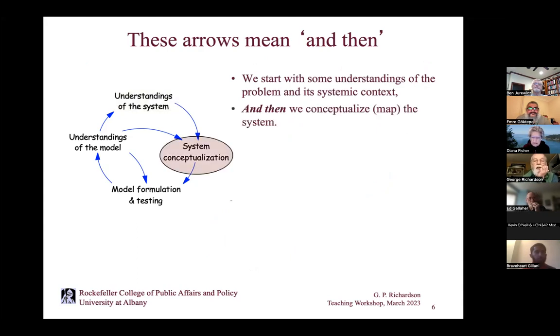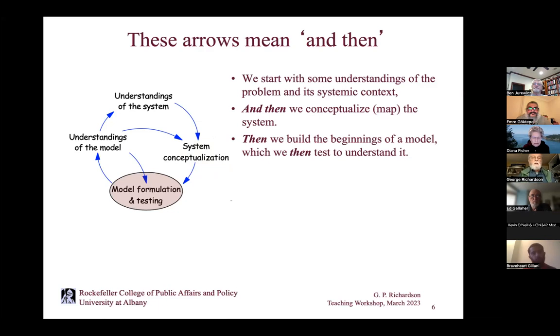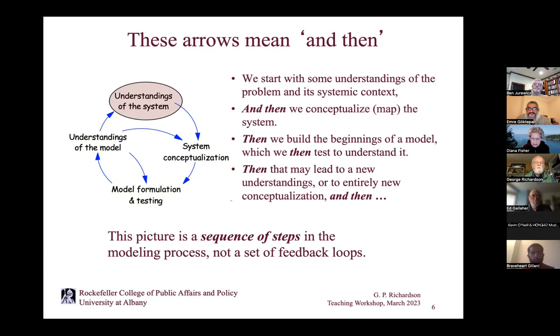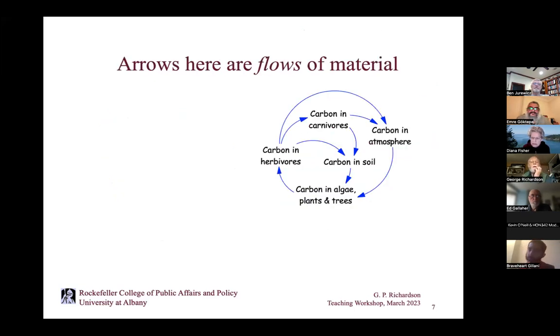We start with some understandings of the system, and then we conceptualize or map the system. And then we build understandings of a model, which we then test and understand. Then that may lead to new understandings or an entirely new conceptualization, and then blah, blah, blah. This is a picture of a sequence of steps in the modeling process. It's not a set of feedback loops. So I hope I didn't fool anyone with that. But if I did, you now know that people can draw diagrams like this that look like feedback loops that aren't.